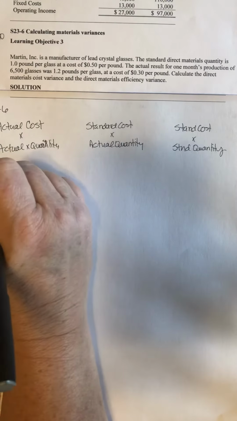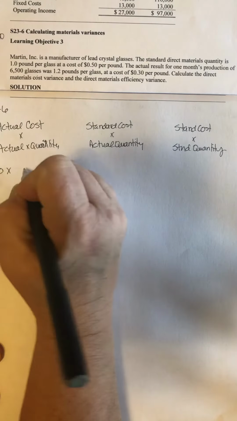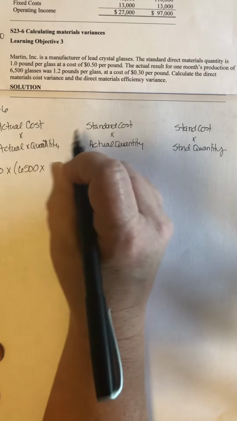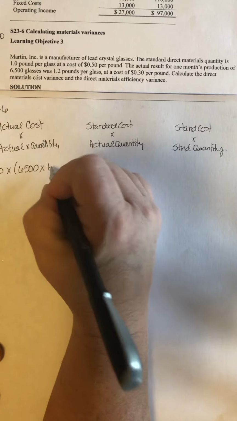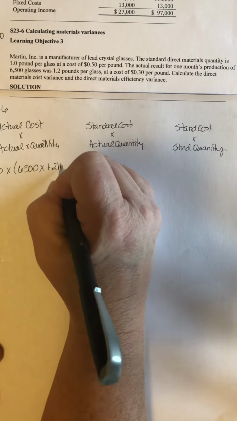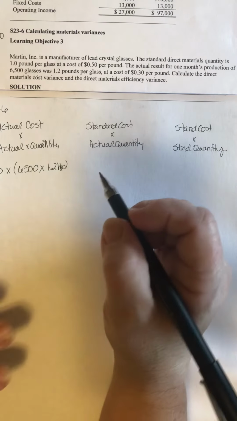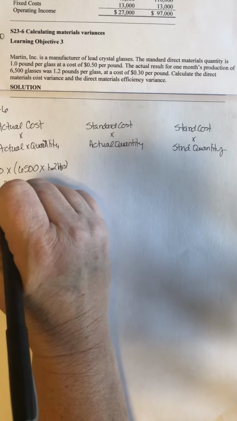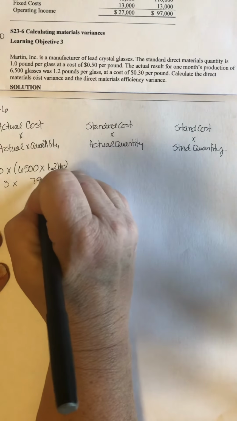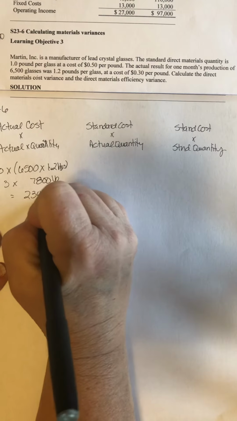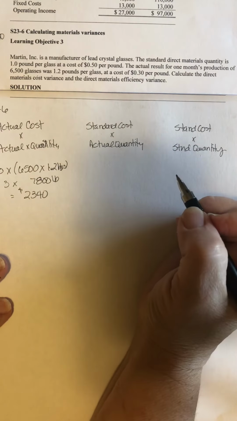Okay, so their actual cost was 30 cents a pound. They made 6,500 glasses, and they actually used 1.2 pounds per glass. All right, so that's their actual quantity. So that's 0.3 times 7,800 pounds, and that equals 2,340. That's what they actually spent.